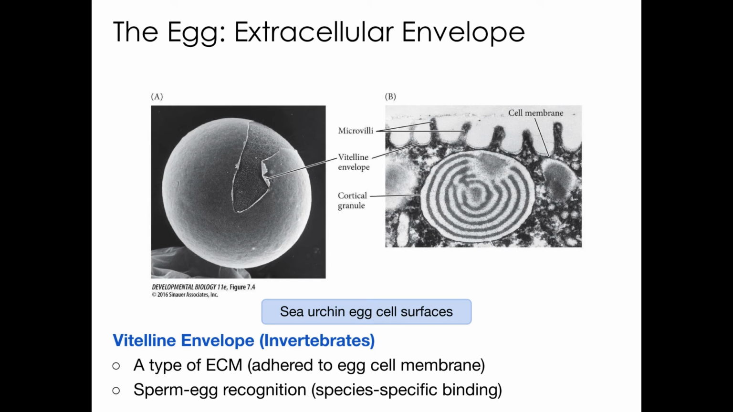In other words, it helps to prevent interspecies fertilization. And that's important in organisms like the sea urchin, which have external fertilization, because the environment is shared by gametes of different species.